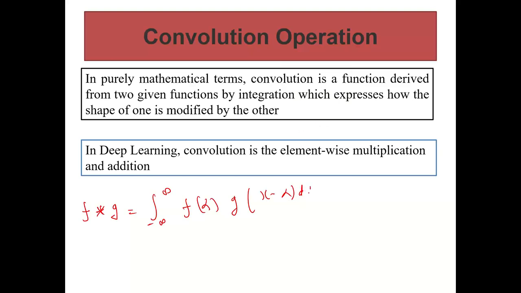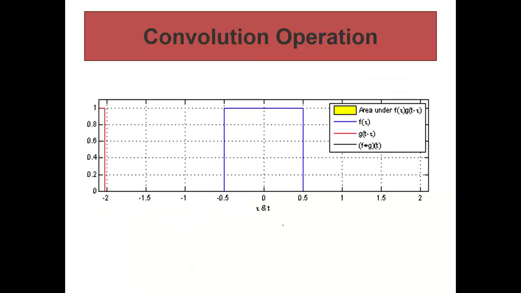I think you are already aware of this. If you talk about the discrete term, we take the sum over alpha equal to 0 to n minus 1 of f(alpha) times g(x minus alpha). I think you are already aware of that. So this is the convolution.